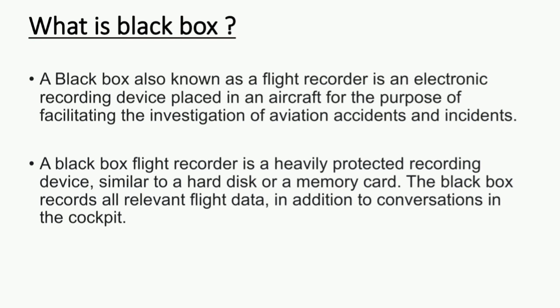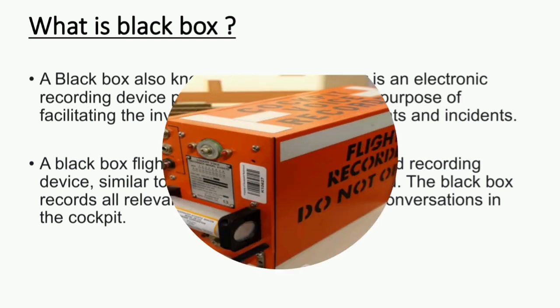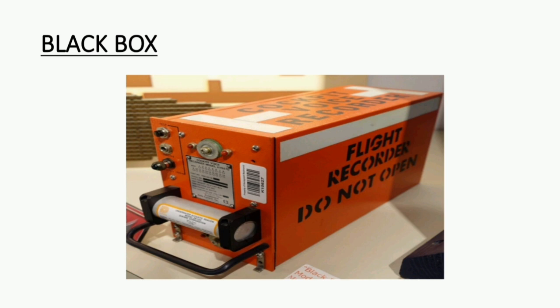A black box flight recorder is a heavily protected recording device similar to a hard disk or a memory card. The black box records all relevant flight data in addition to conversations in the cockpit. Here is how exactly a black box looks like.